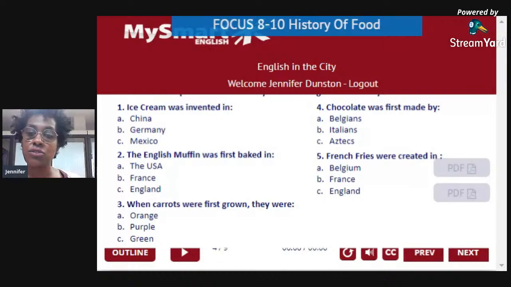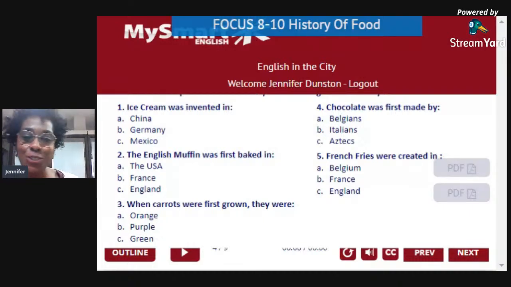Okay, and Teresa has also said that number 4, chocolate was first made by the Aztecs. Does anybody know where the Aztecs were found? Is there an Aztec city somewhere? Where were the Aztecs? And did they make chocolate? French fries, which we all consider an American staple food. Even though they're French fries, we consider them very, very American. But who invented them? Belgium, France, or England? Aztecs? The English muffin is a trap.